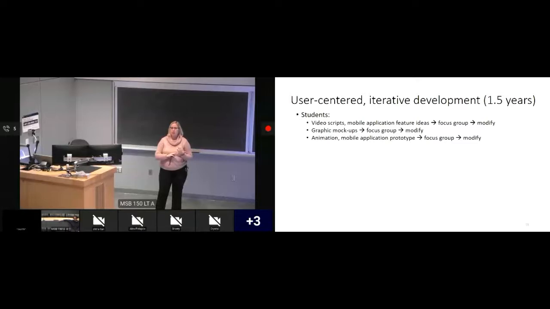We showed them video scripts and we showed them feature ideas for the mobile application in focus groups, got their feedback, modified, took it to the software developers and said, based on this feedback, create some graphical mock-ups. How might this actually look? Still shots of the videos, of the characters, still shots of features, took that to the focus group, modified it again based on their feedback, and then eventually did the animation for the videos with the music and so forth. And then the mobile application prototype, again, focus group that, modify that. And I'm actually not showing you the full extent of the focus grouping here because there were a lot of focus groups in between. This is just the general process.